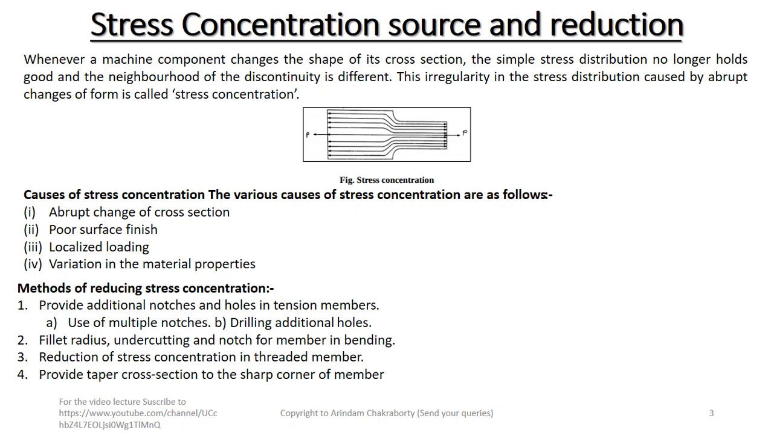Now, poor surface finish. If the surface finish is irregular, that means if it is not polished, or the surface has mountain-like structures, or any other problem, that will also affect. And the third one is localized loading, that means the internal residual stress. You have to know about these things.